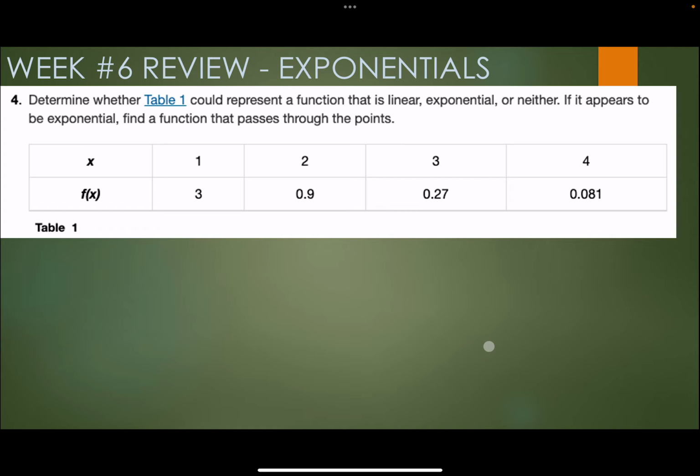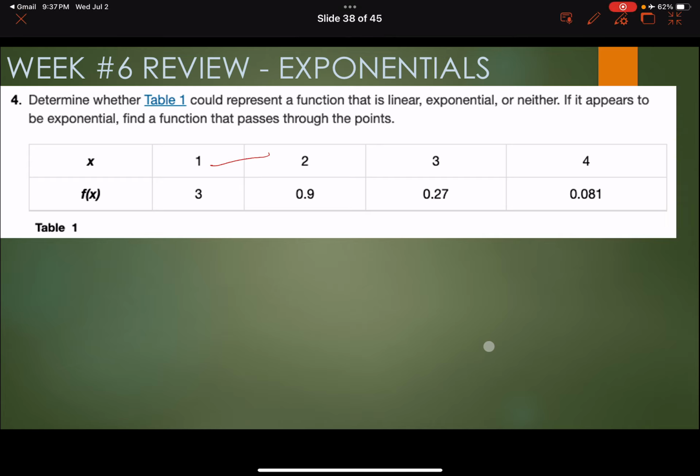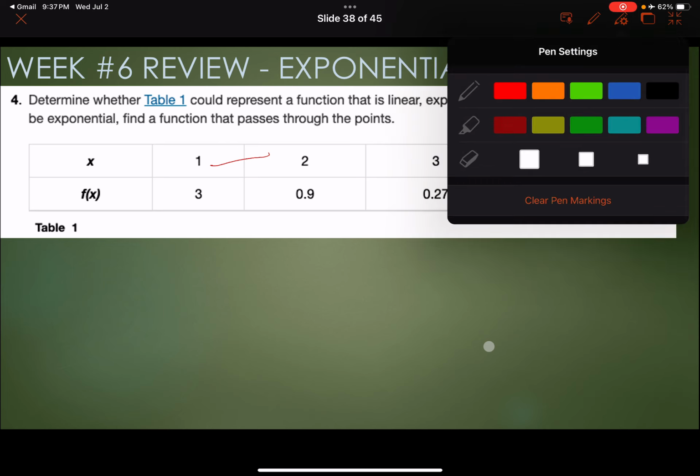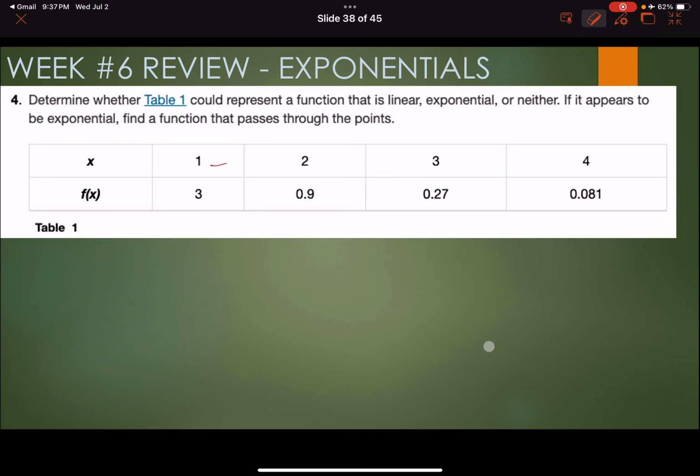So we look at this one. We're going to say, okay, is this linear? First thing, x is going up by 1, so that's good. That helps us for a constant x value. But if you look, the y is not staying consistent. We went down 2.1, and then we went down 0.73, 0.63. So not consistent. Definitely not linear.